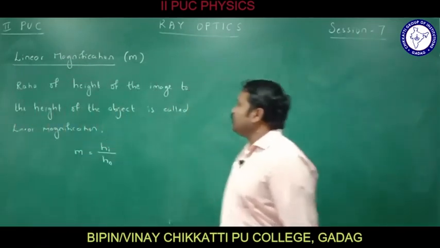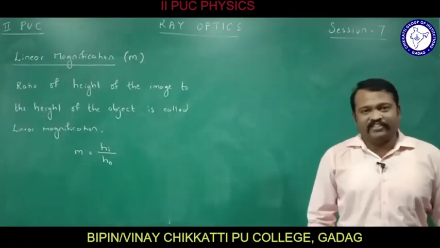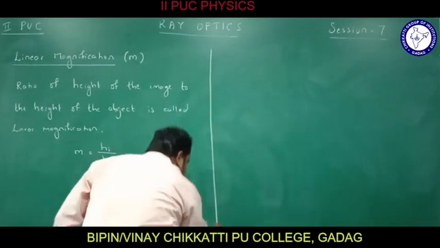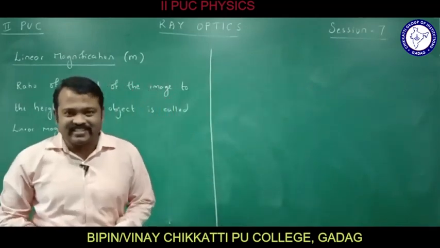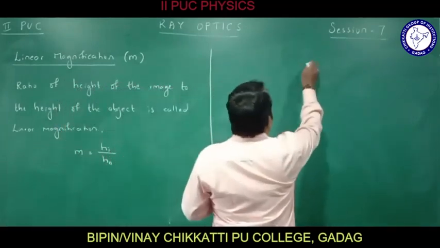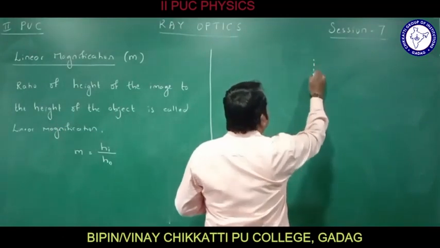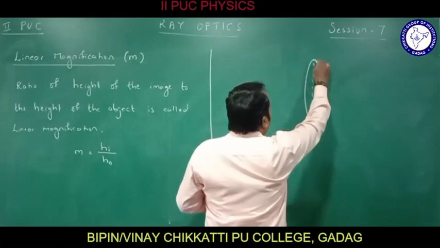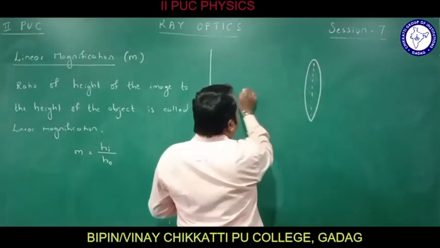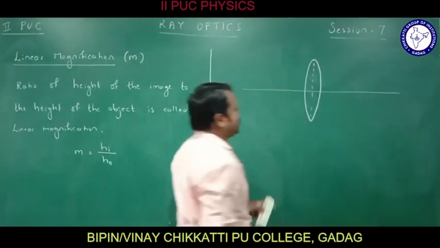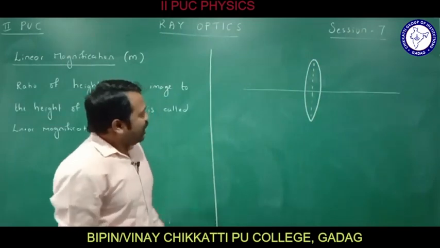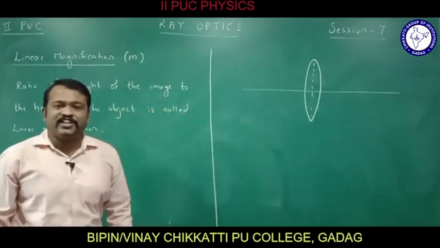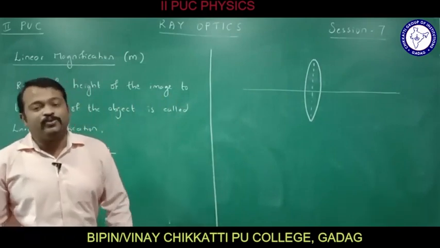So this equation is called linear magnification, and we can write linear magnification in terms of object distance and image distance. Let us check it out. For example, let me consider a convex lens here. So this is a convex lens and this is the principal axis. Now I want to take an object and image and check what the linear magnification is.